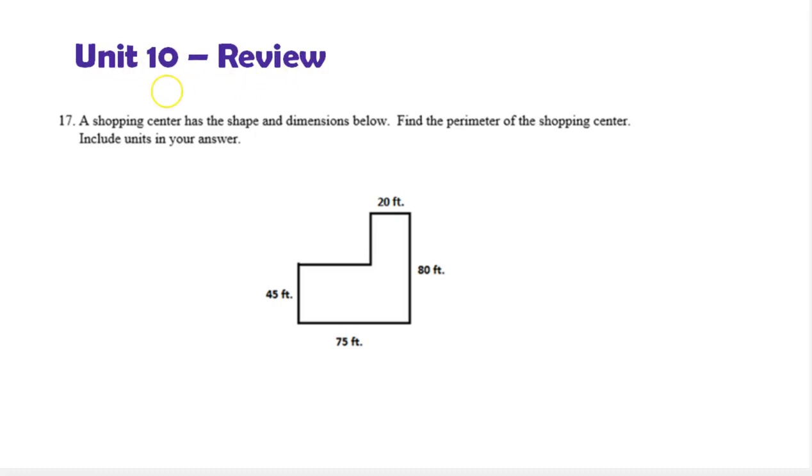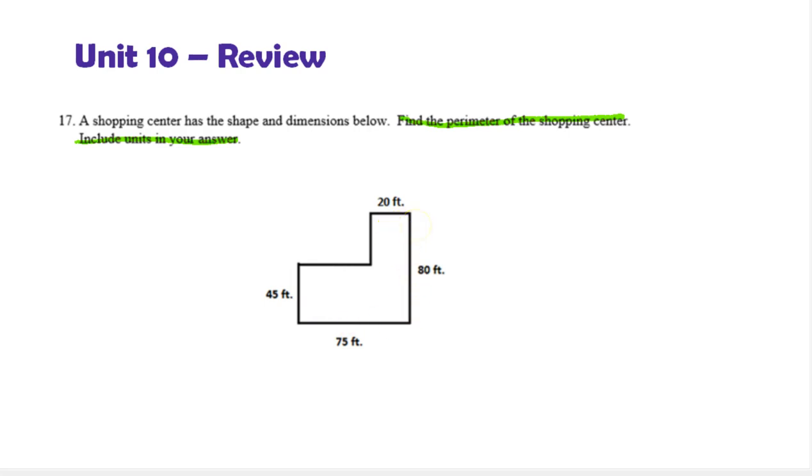Unit 10 Review, Question 17. A shopping center has the shape and dimensions below. So this is our given information. We're asked to find the perimeter of the shopping center and include units in the answer. So there's no direct formula for the perimeter of this shape.